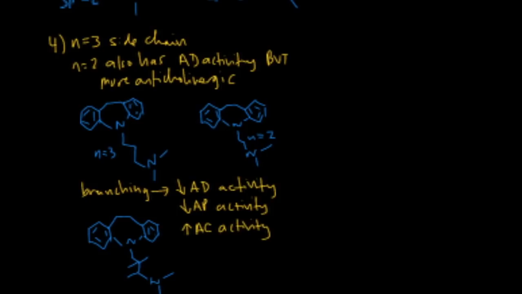Your side chains have antidepressant activity. If they're 3 or 2 atom side chains, doesn't really matter. But remember, 2 atom side chains are more anticholinergic. Branching produces more anticholinergic activity. It also decreases antidepressant and increases antipsychotic activity.